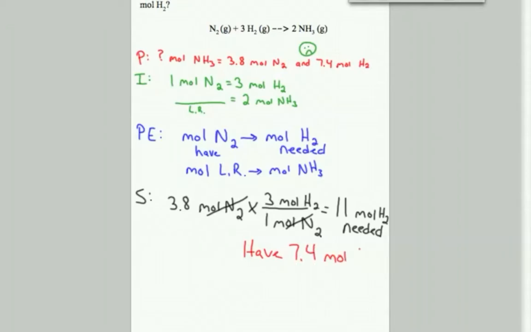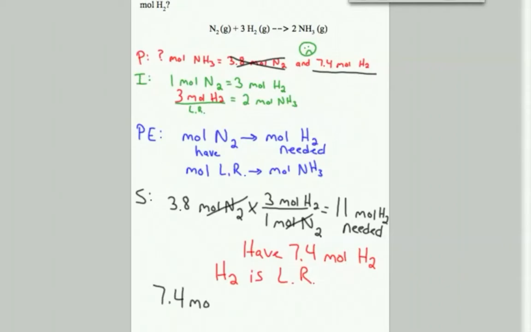I only have 7.4 moles of hydrogen. I don't have enough. I can't possibly use all that nitrogen because I haven't got enough hydrogen to go with it. So my hydrogen is going to be my limiting reactant, and if I go back up here, I can put in my 3 moles of hydrogen, and now I can solve my problem. This becomes irrelevant. I need that number.